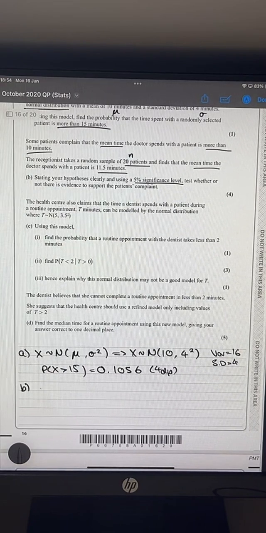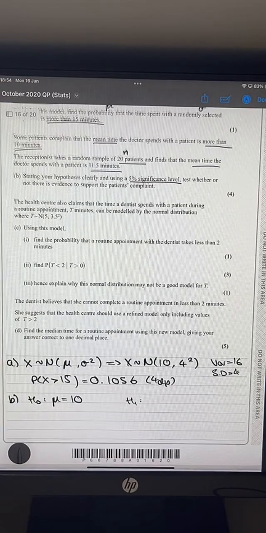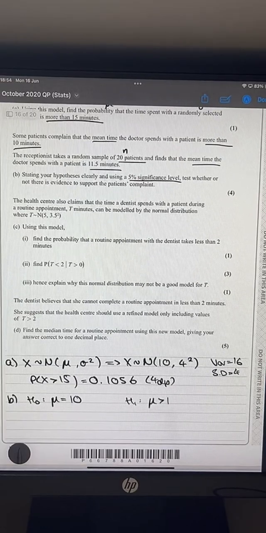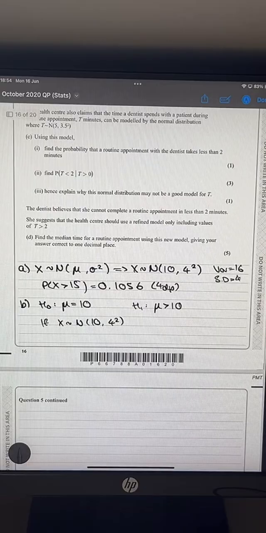So, hypothesis testing. My null hypothesis is that there's no change in the mean, right? So the mean is equal to 10 still. However, for my alternate hypothesis, these patients are complaining that it's taking longer than 10 minutes, so the mean is going to be greater than 10. It's a one-tailed test. So I know that if X is going to be normally distributed with 10 and 4 squared, I need to use the sample mean when hypothesis testing for a normal distribution, right?